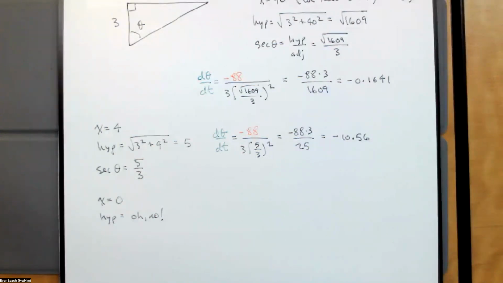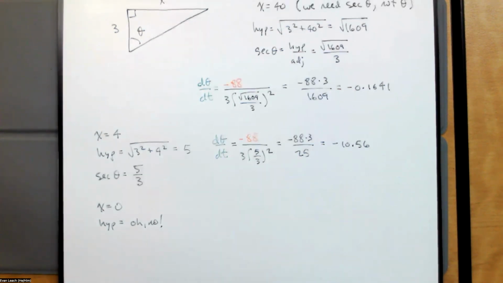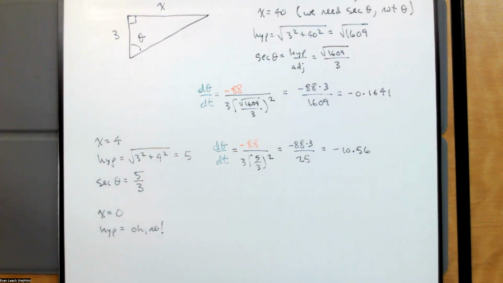When the car is 3 feet away. Oh, hold on a second. If x equals 0, we no longer have this triangle. All we've got is the car right in front of the camera. And how are we supposed to build the triangle? What happens? X is 0. Hypotenuse is 3. But also adjacent is 3.